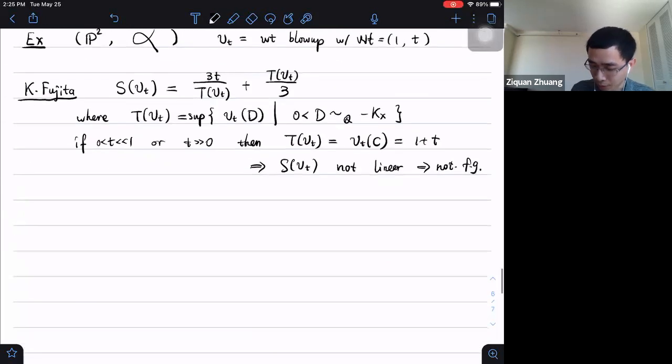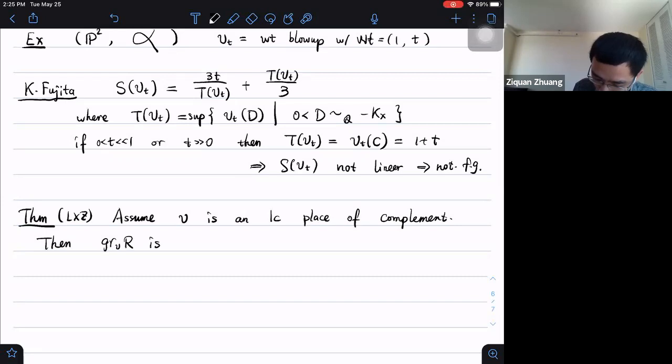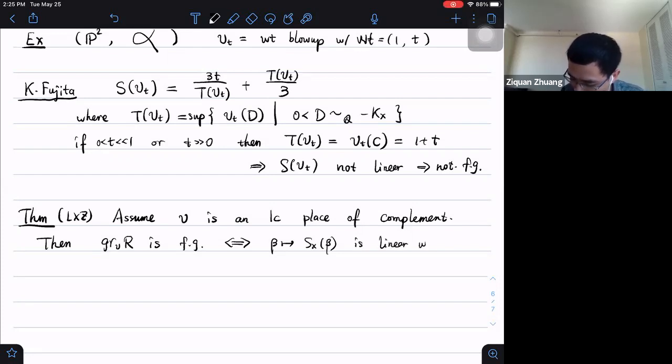Now let me state perhaps the first technical result, the theorem. If I assume the valuation is a log canonical place of a complement, as always in the lecture, then this graded algebra is finitely generated if and only if this Asym variant function is linear. So that's the only obstruction we are going to get.